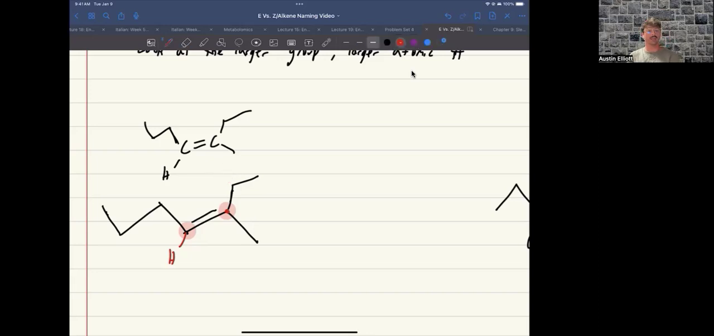So now we can go ahead and start looking at E versus Z. This is pretty simple. On this left side, our purple group is much larger than our hydrogen right there, so it's going up on the left side. And then on the right, our ethyl group is the larger group. And so this one's going to be Z for the same side or same direction.